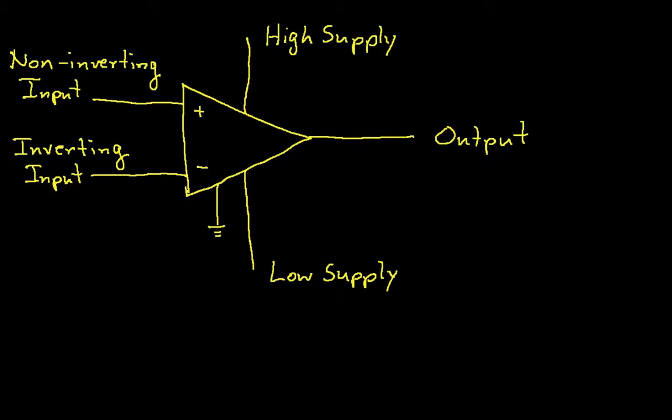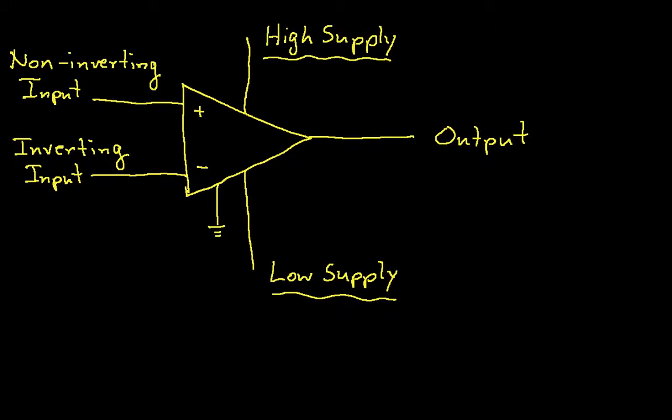We'll start with the supplies. The high supply and the low supply are basically the power supplies to the op-amps. The high supply you typically connect to a voltage source somewhere between 15 and 5 volts, depending on the op-amp. The low supply you connect to typically -15 to -5, although it's becoming more and more prevalent to have op-amps where the low supply is 0 and the high supply is, say, 5 volts.